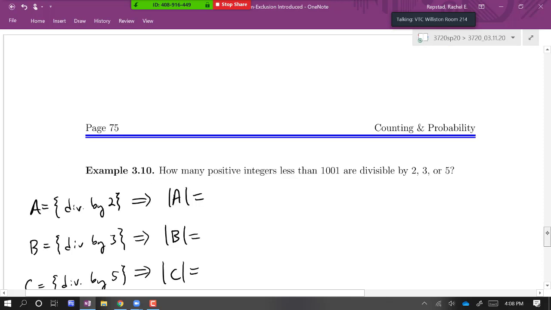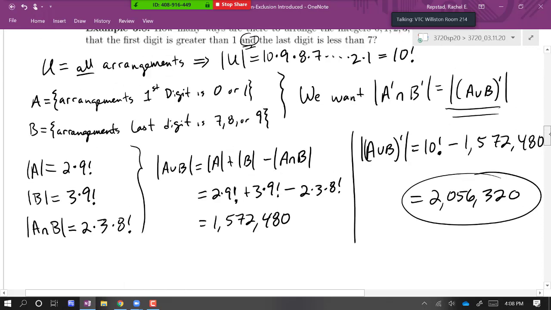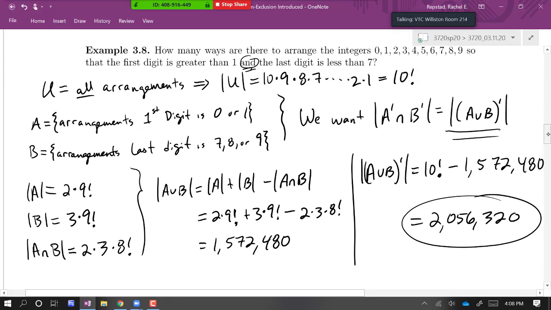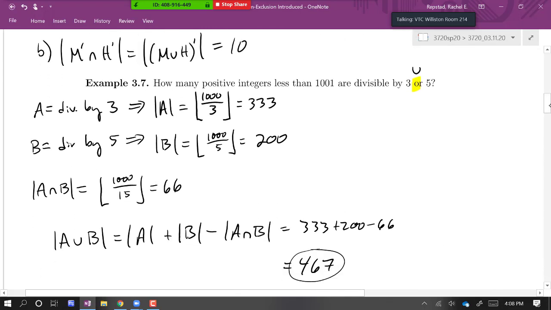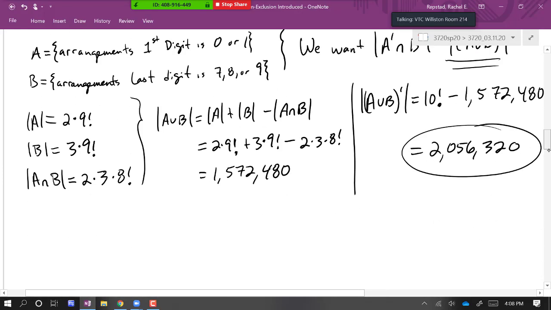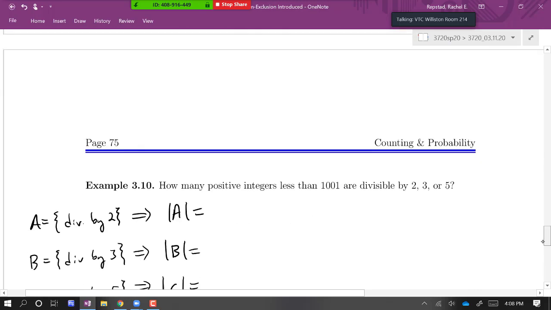We did one really similar. Let's just review and recall what we did. All we needed to do, we know every third integer is divisible by 3, so we took 1,000 divided by 3, then we had to round down, so we applied that floor function. We're going to do that for each of these to find the size of the individual sets here.